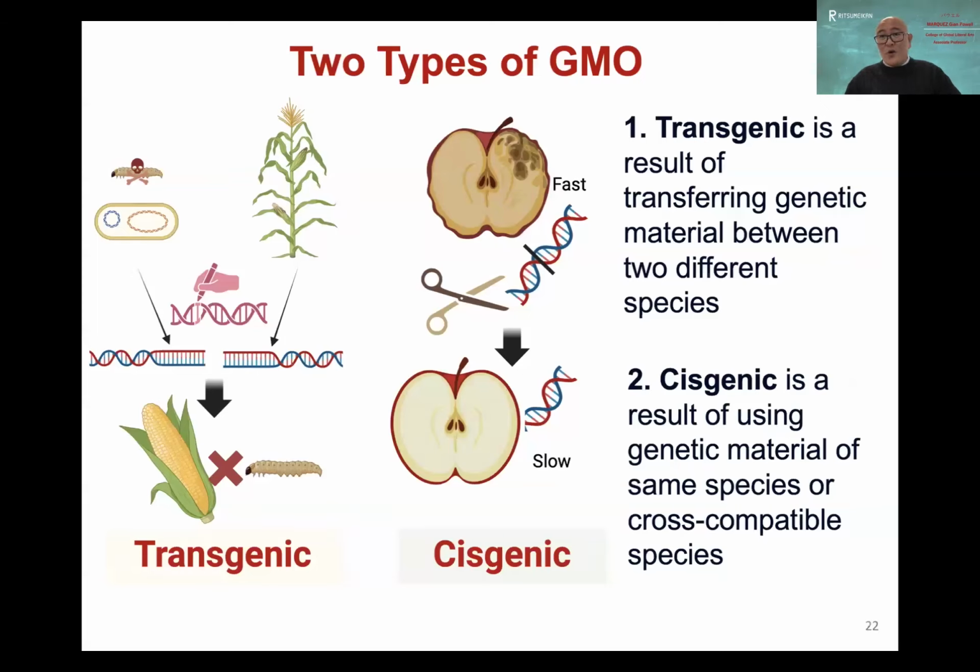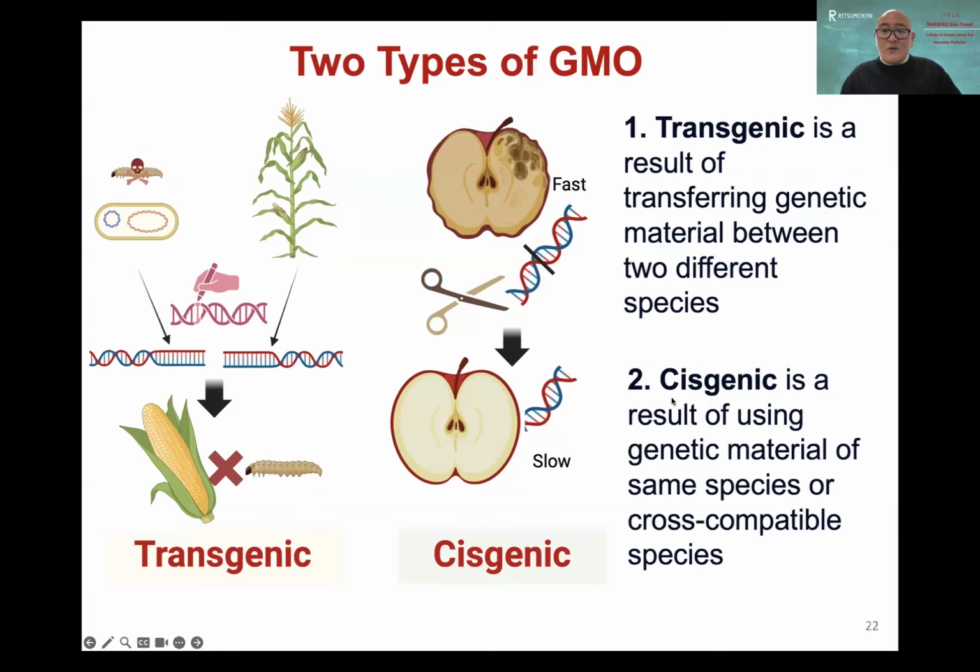There are two types of GMO, although there could be more types, but we will be focusing on the two types of GMO resulting from this genetic modification or genetic engineering. First is transgenic, and this is a result of transferring genetic material between two different species. Here, for example, this is the worm, and this is the corn. You get the targeted or desired trait gene from the worm, and then you combine it with the corn, and now you have this BT corn.